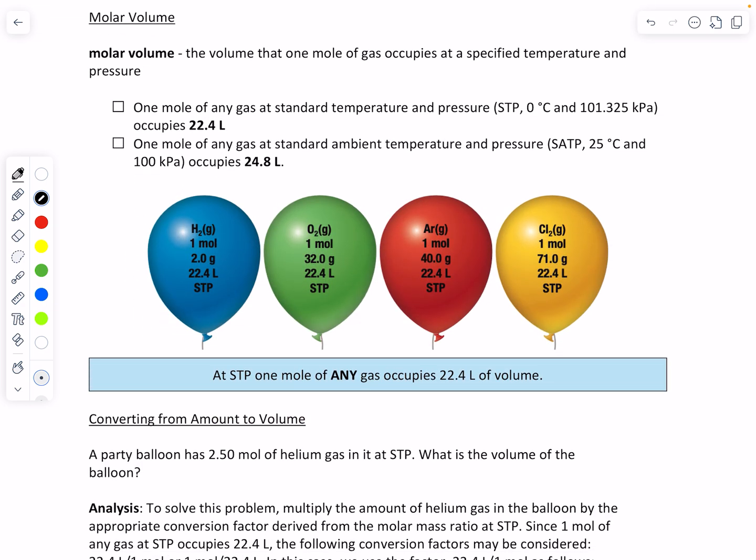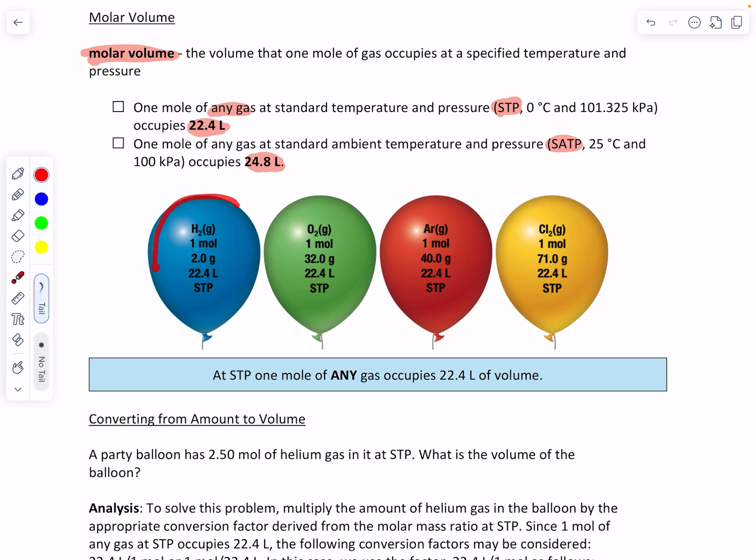Now let's look at molar volume. Molar volume is the volume that 1 mole of a gas occupies at a specified temperature and pressure. 1 mole of any gas at STP, which is 0 degrees Celsius and 101.325 kilopascals, is 22.4 liters. 1 mole of any gas at standard ambient temperature is 24.8 liters.